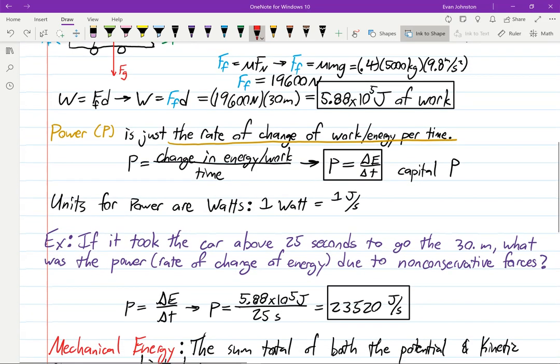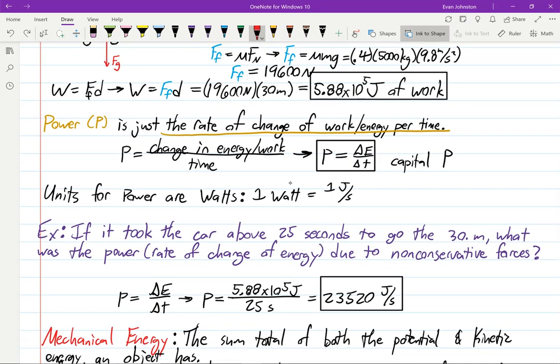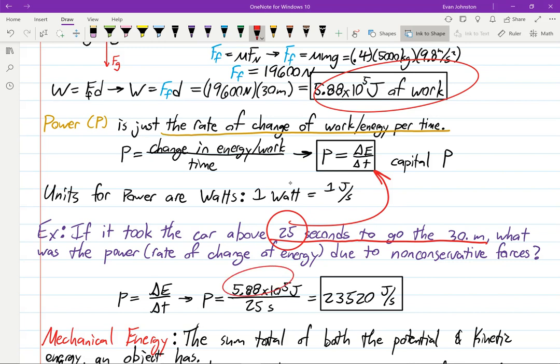So if, let's say, it took the car above 25 seconds to go the 30 meters, I've just given you the time that we will plug in right here. So we know the time, we know the energy from up above. So what is the power due to non-conservative forces? Essentially, how powerful is friction is kind of what we're asking. Well, we know the energy, we know the time.